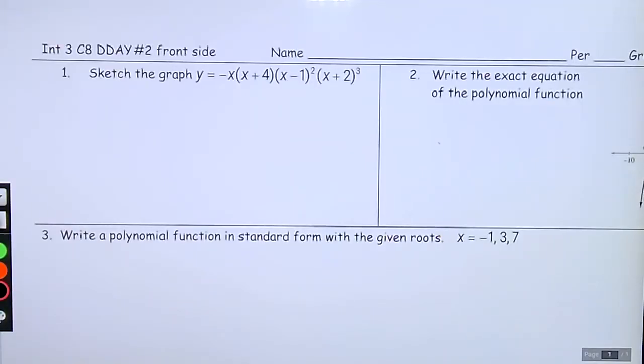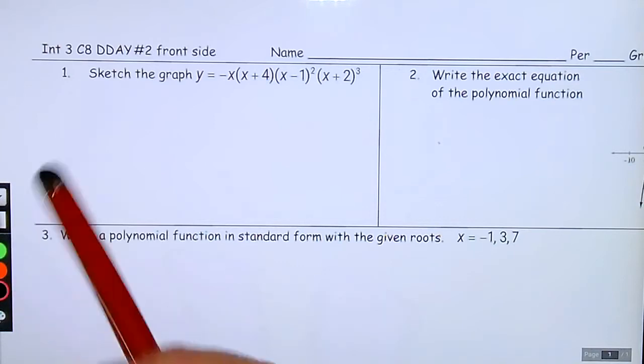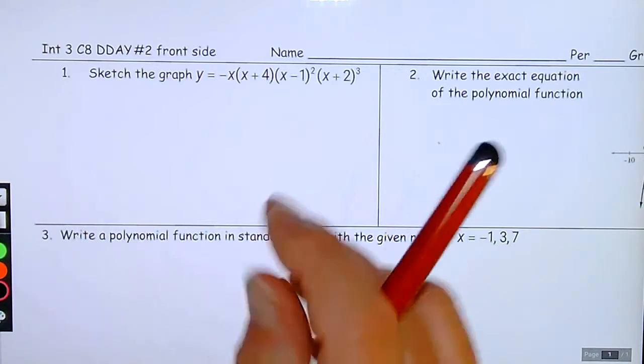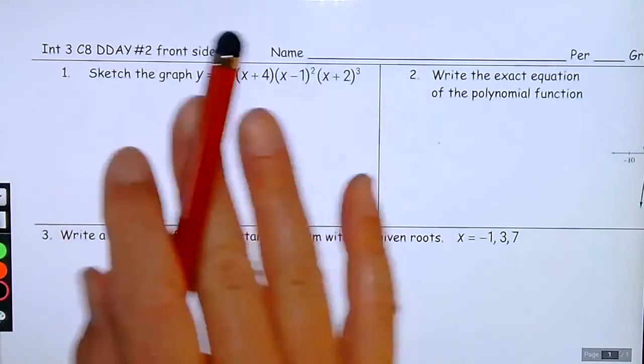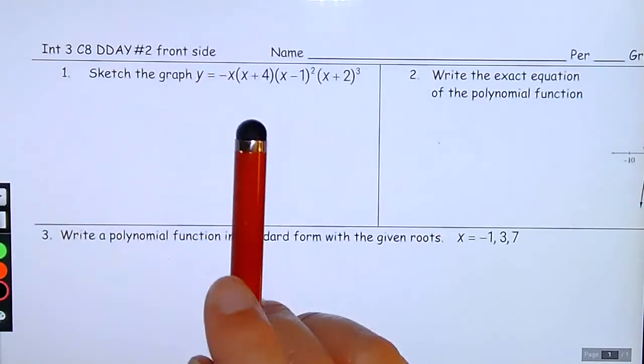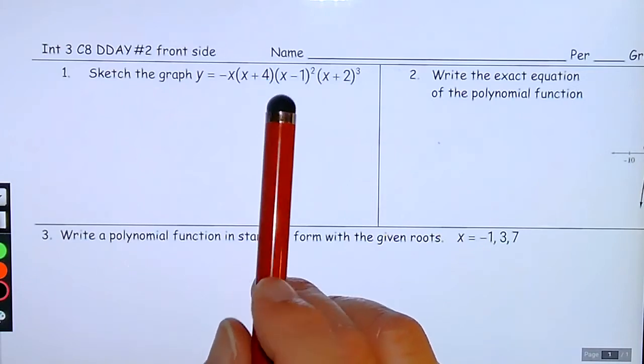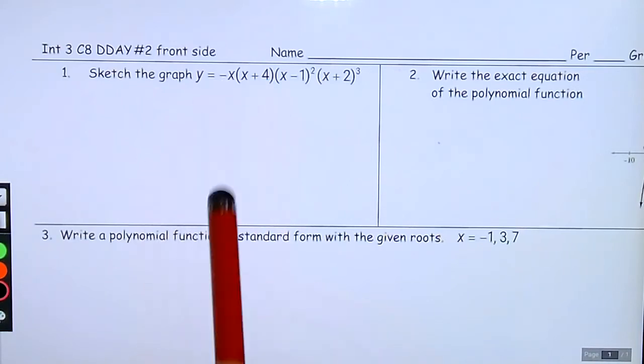So this video is on chapter 8, D-Day number 2, Frontside. And I'll do a separate one for the backside. So on this, when we're graphing, we need to figure out what degree it is and decide if it's positive or negative. It's going to be negative because of that negative in front.